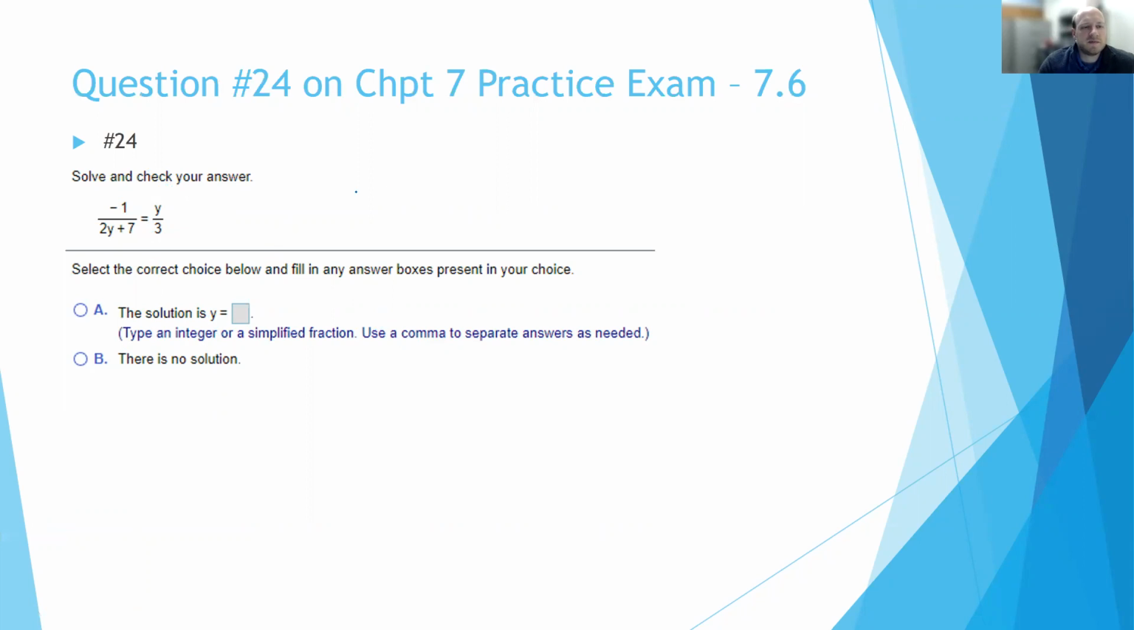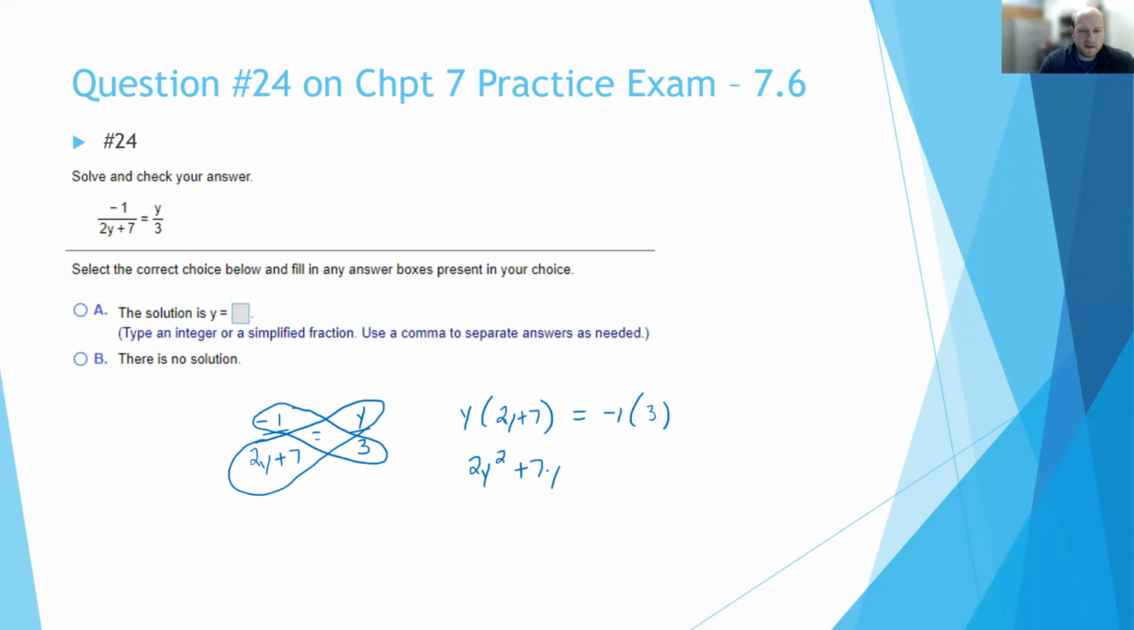So let's multiply. What do we do here? We learned that when we have expressions like this, we can cross multiply. So I don't need to find a common denominator. I can just multiply diagonally. So multiply these and multiply these. So I can go y times 2y plus 7 equals -1 times 3. And that's going to give me, when I distribute, 2y squared plus 7y equal to -3.